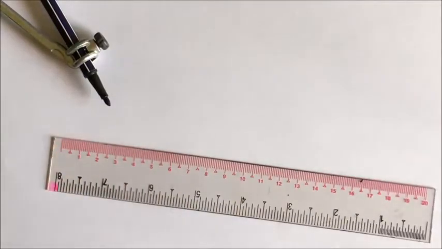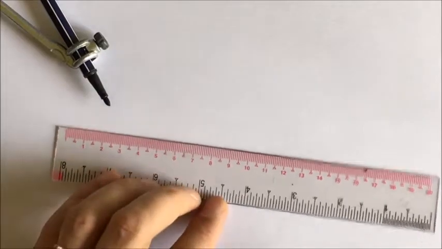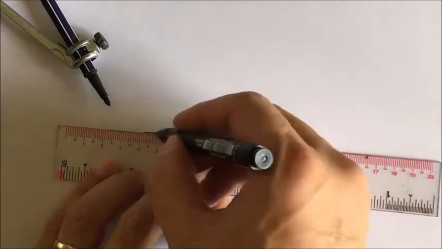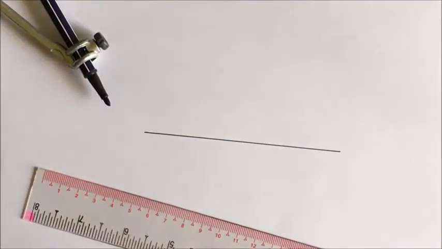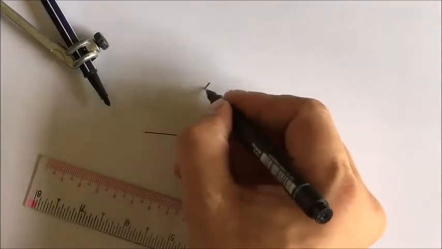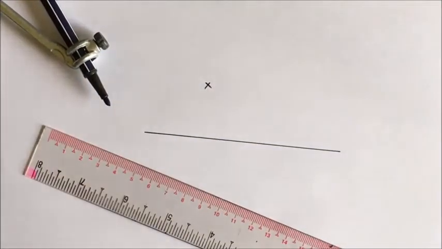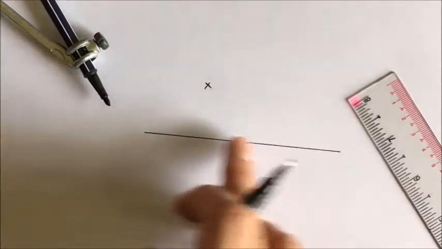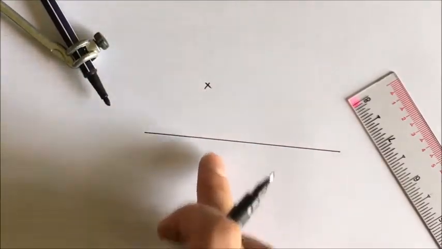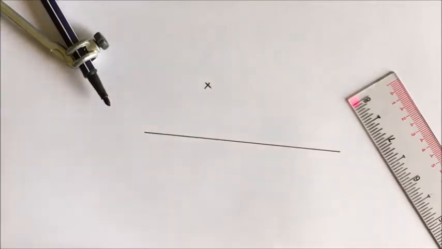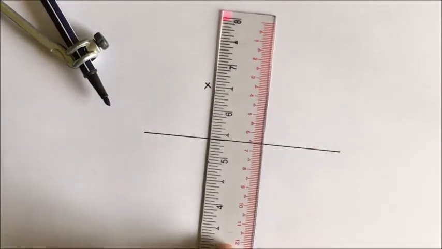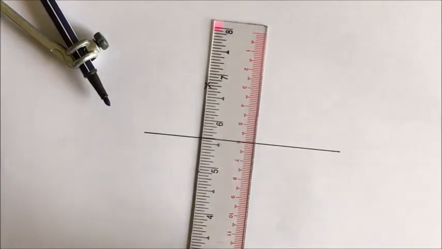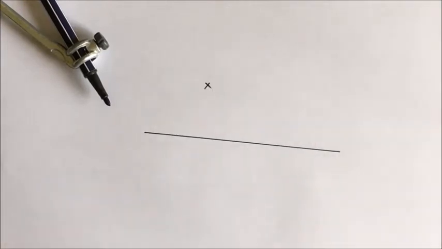There's one other kind of bisection you might be asked to make, and that's where you're given a line segment, like this for example, and you're given a point away from the line segment, okay? And you're told to create a perpendicular bisector for this line segment that intersects with this point that's there. So essentially a line that goes something like that. Okay, so this is how you do it.